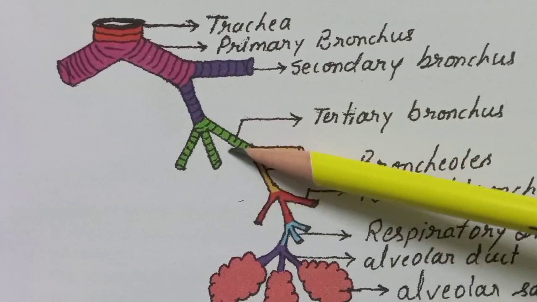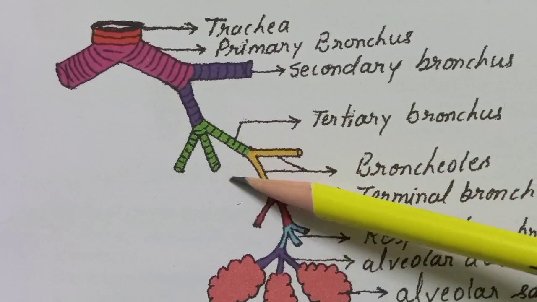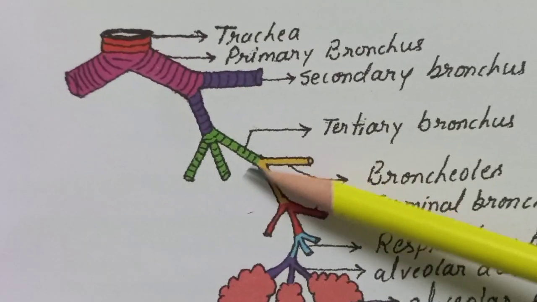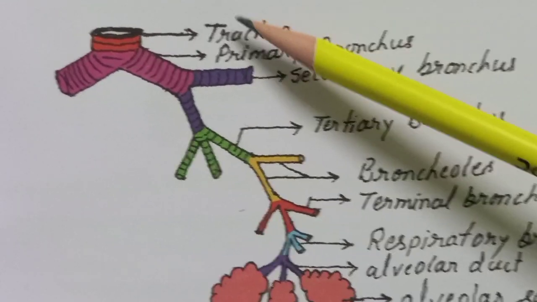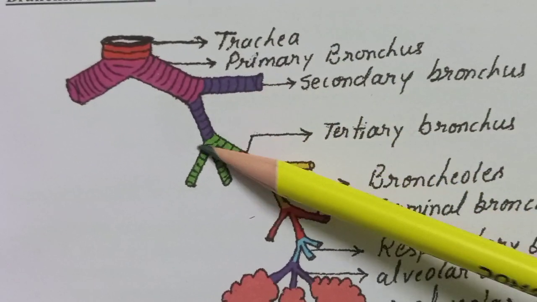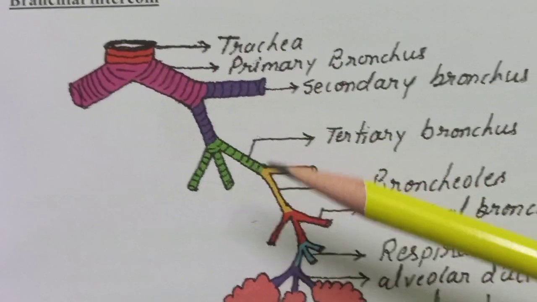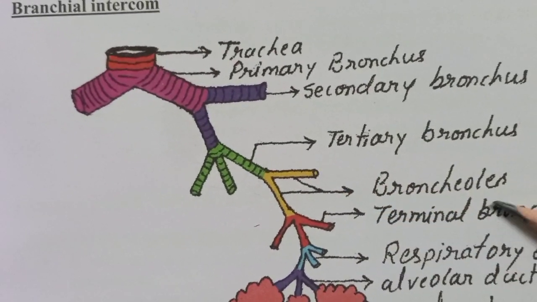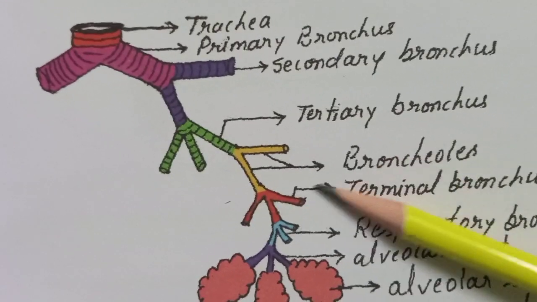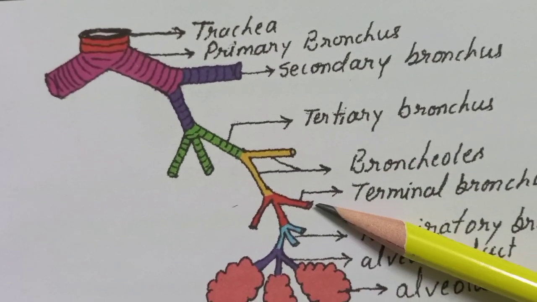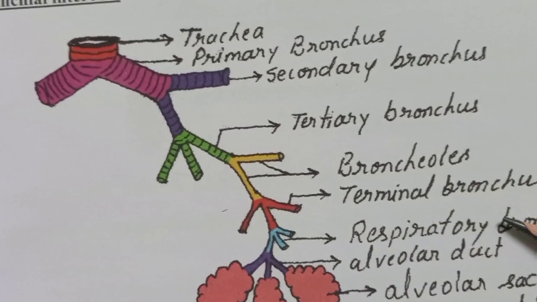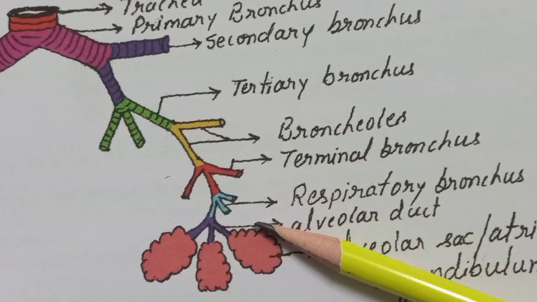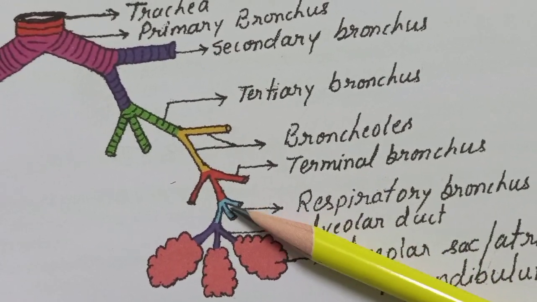The secondary bronchus then again bifurcates into three branches, and this is called the tertiary bronchus. Till the tertiary bronchus, the bronchus is supported by cartilaginous rings. Then this bronchus is further divided into branches, and these are called bronchioles. These bronchioles are further divided into branches and called terminal bronchioles. Then these terminal bronchioles form the respiratory bronchus.